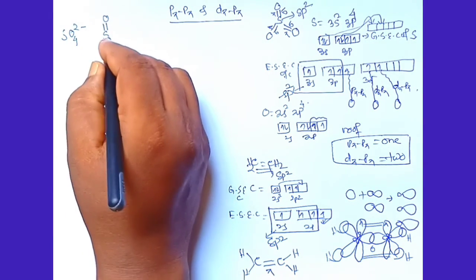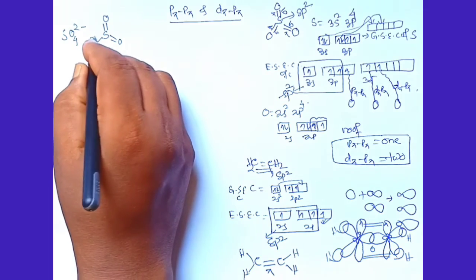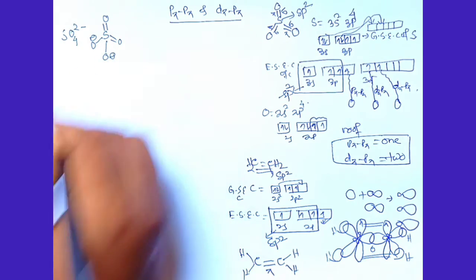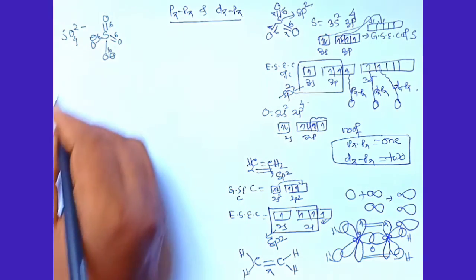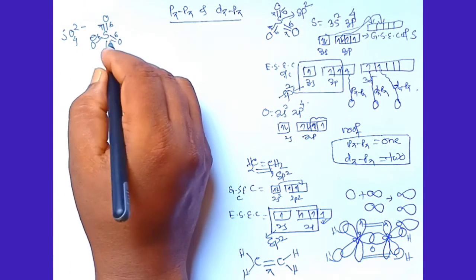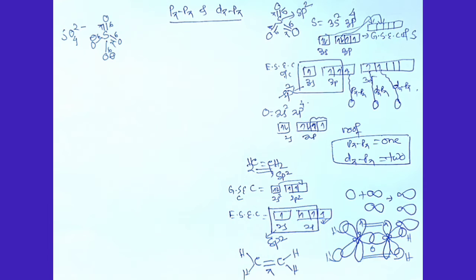So you just draw the structure of this ion. Now, how many sigma bonds? There are 4 sigma bonds and 2 pi bonds. So you have to mention the type of pi bonds here.